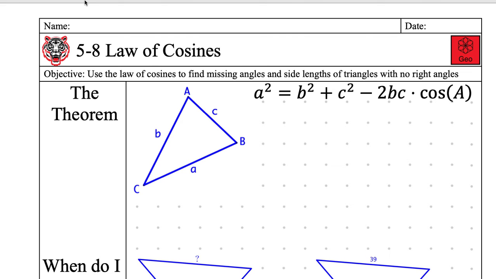Julian was first. What is our objective today, Julian? To use the law of cosines to find missing angles and side lengths of triangles with no right angle. There it is. Thank you. And if you can't tell, we are on lesson 5-8.